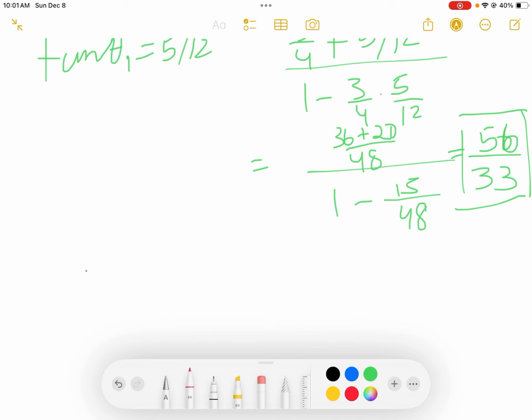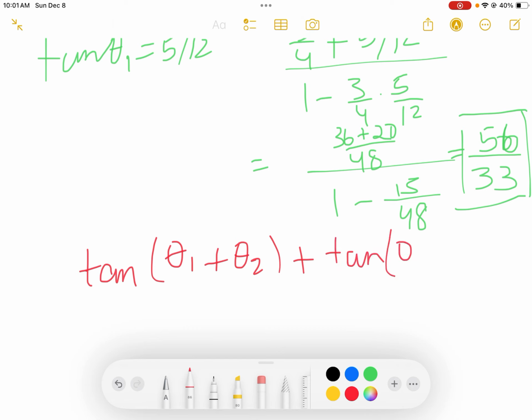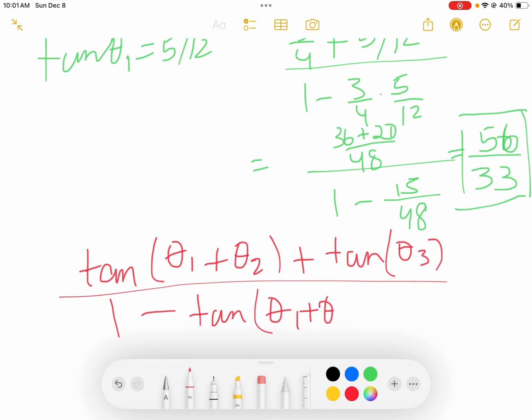Alright, so our previous expression was tangent theta 1 plus tangent theta 2 plus tangent theta 3 all over 1 minus tangent theta 1 plus theta 2 times tangent theta 3. And we wanted this to be undefined. Correct?